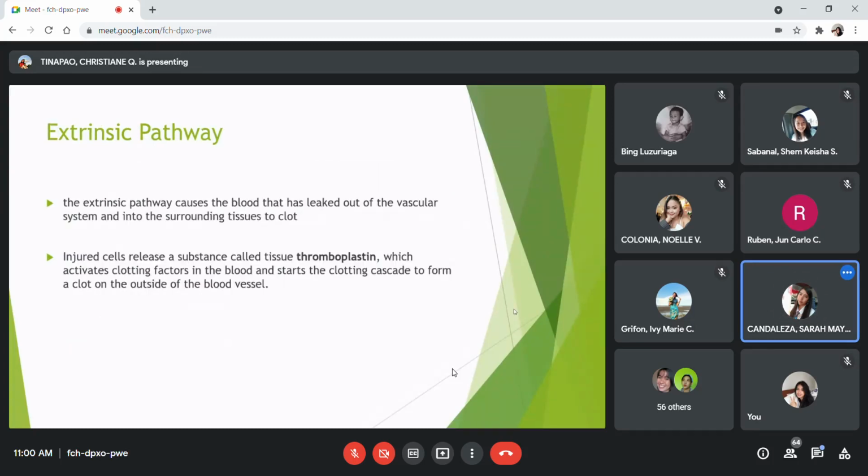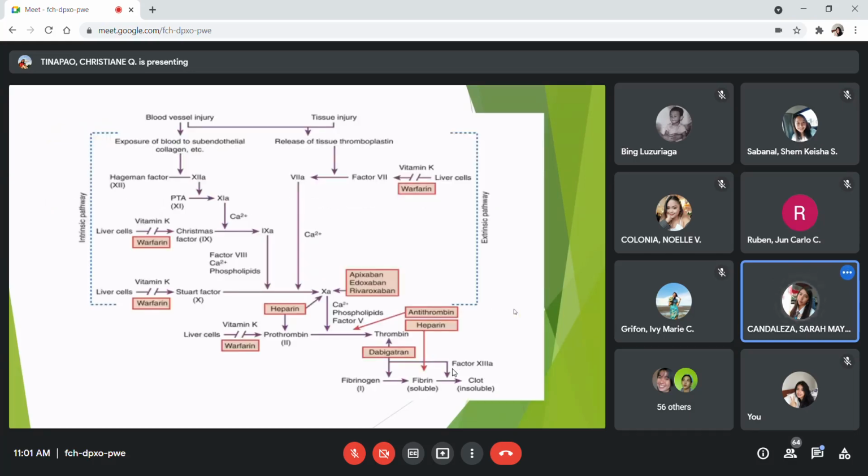So, the extrinsic pathway. While the coagulation process is going on inside the blood vessel via the intrinsic pathway, the extrinsic pathway causes the blood that has leaked out of the vascular system and into the surrounding tissues to clot. Injured cells release a substance called tissue thromboplastin, which activates clotting factors in the blood and starts the clotting cascade to form a clot on the outside of the blood vessels. So next is the diagram.